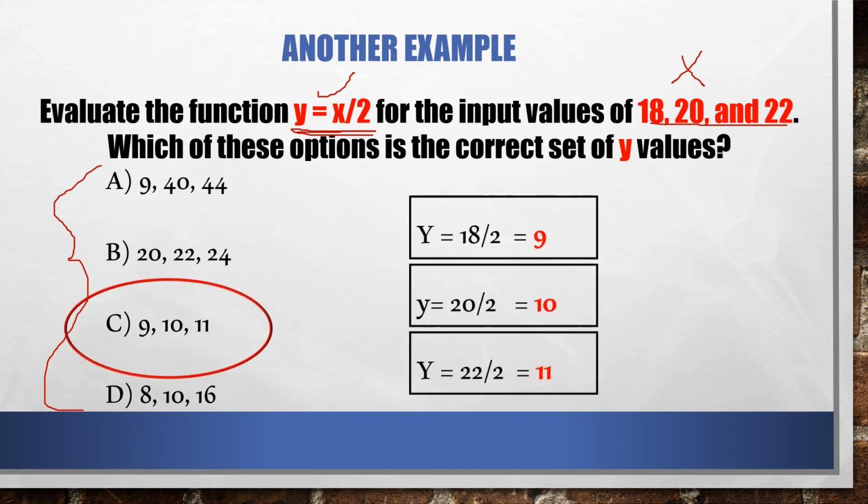So the correct answer is C, 9, 10, and 11. And very simply, we put the x values wherever we had an x in our function. So this x became 18 divided by 2 is 9, and then the x became 20 divided by 2 equals 10, and then we put in 22 for x, and we get 22 divided by 2 equals 11. So far, very simple examples for you in the elementary grades who may be working with functions.